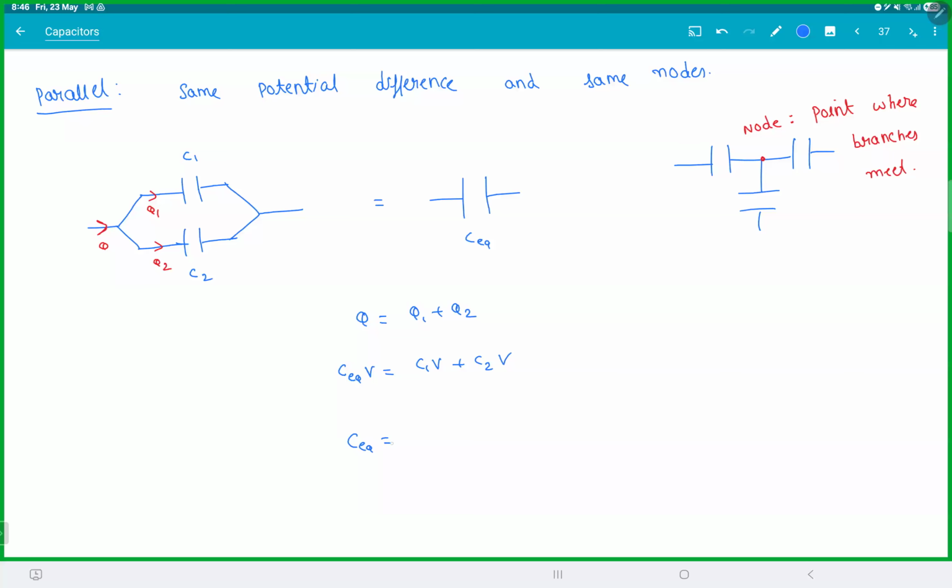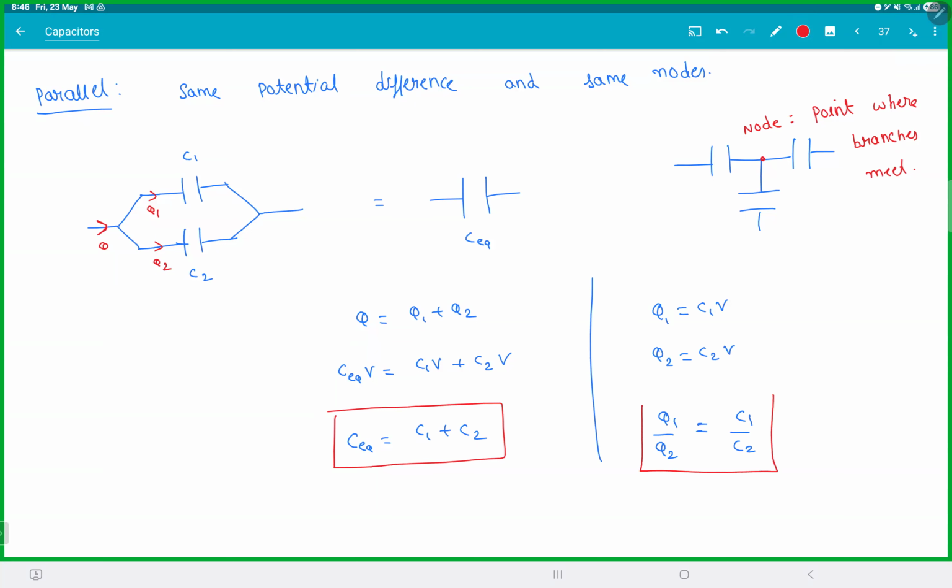So C equivalent is equal to C1 plus C2. Q1 is equal to C1V. Q2 is equal to C2V. So if you divide them, charge will divide in the ratio of C1 is to C2. This is the thing for parallel. There you can see the formulas have completely reversed, like for resistors.